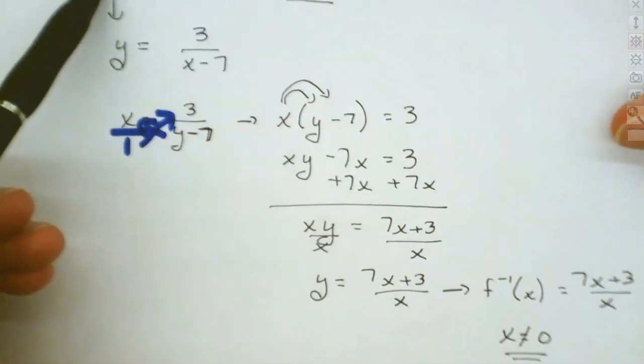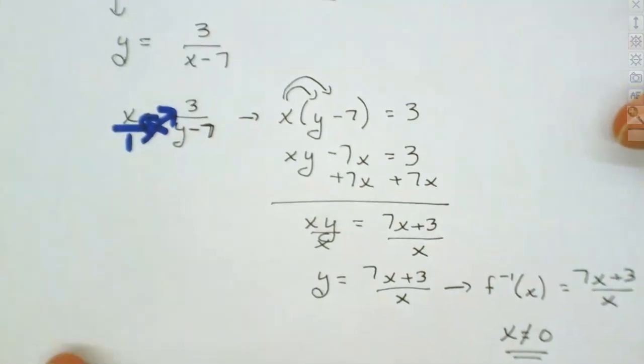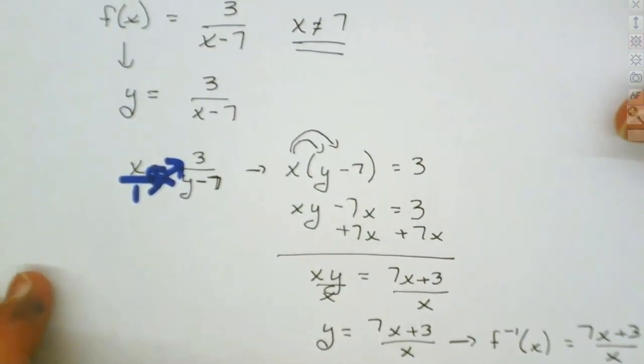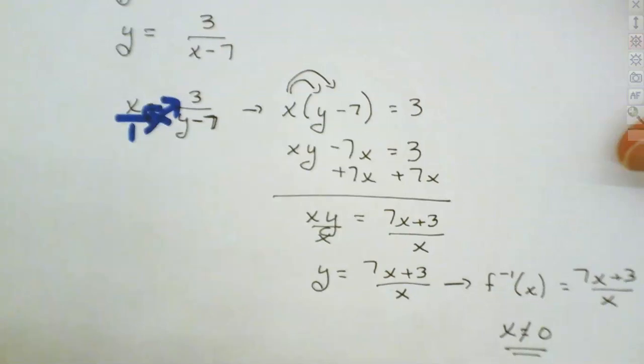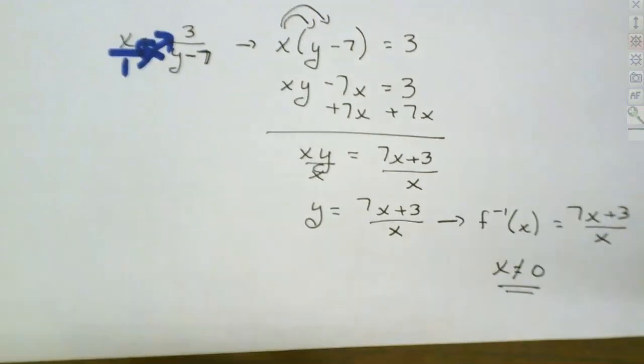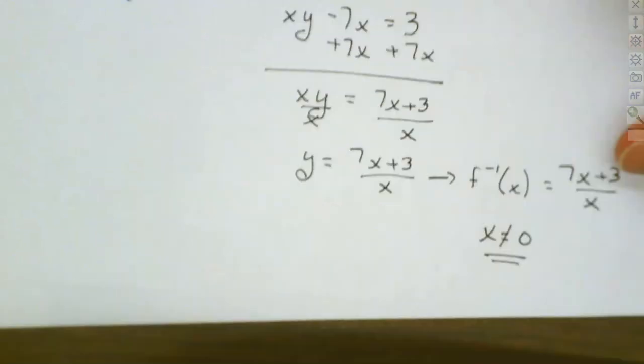Main thing is we replace your f of x with your y. We interchanged or swapped out my x and my y. Then we cross multiply, distributed through. Move that 7x over. And then we divided by that x to get rid of it. So let's do another one.